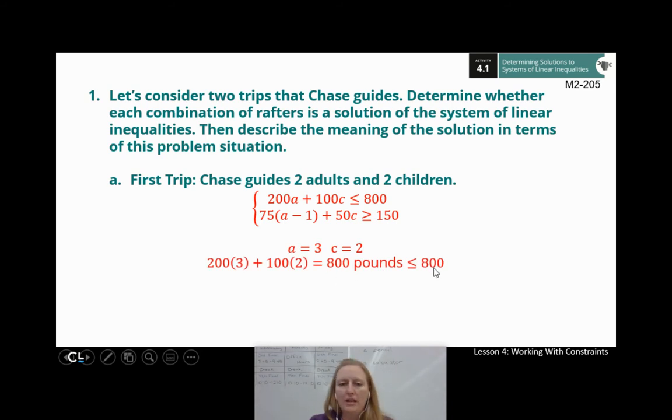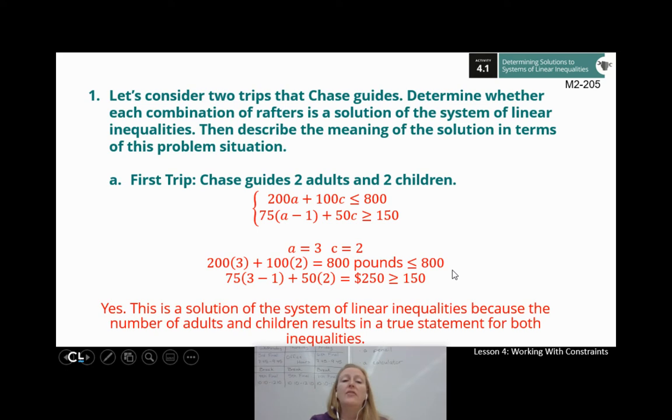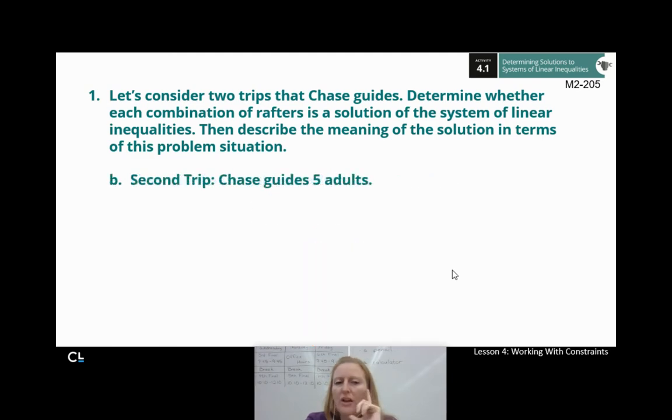So it works for the weight. Great. 800 pounds, we're okay on the raft. And it works for the money. $250, that's more than the 150 that he said he wanted to at least make. So yes, this is a solution of the system of linear inequalities because the number of adults and children results in a true statement for both inequalities. So now that you've got the idea, check out the second trip. Chase guides 5 adults. Go ahead, hit pause, see if it's a solution. Hit play when you're ready to check your work.